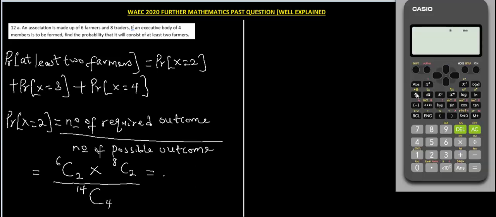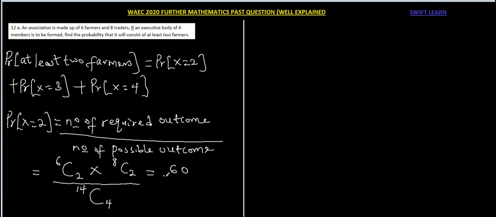So this is our calculator. So we start with 6 combination 2. You can also use your calculator along 8 combination 2 here. Then we have 14 combination 4. What is our final answer? Yes, our answer is 60 divided by 143.